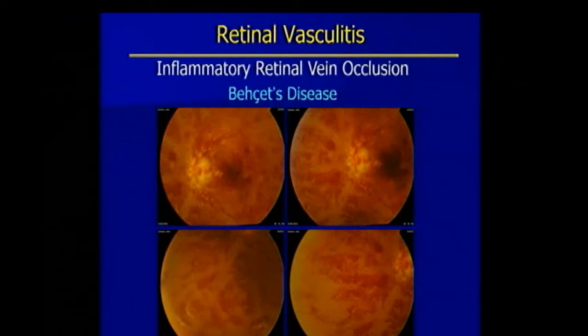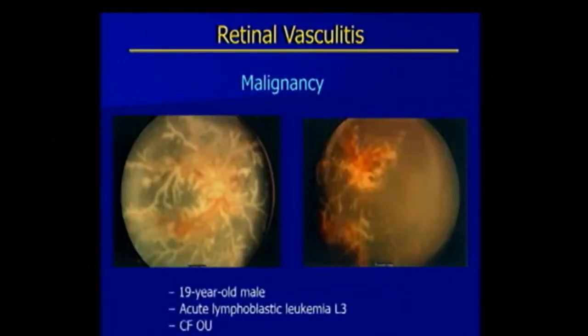But what do you see here? You see, there's vascular sheathing. So the patient had Behçet disease. We gave him infliximab, and the patient ended with 20/20 vision.